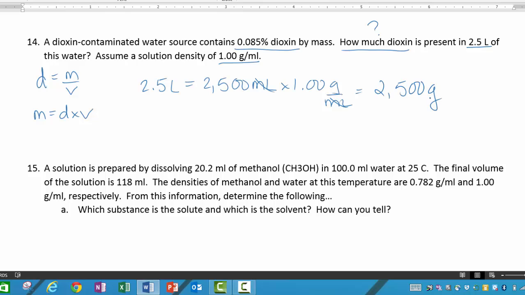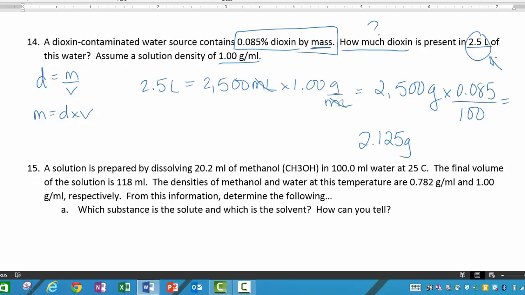And the reason why I need to find a mass is because I'm given a percent by mass. So that means that of this 2,500 gram sample, 0.085% of it is dioxin. So that's 0.085 divided by 100. And when I multiply that out, I will get 2.125 grams. And then I want to look for sig figs. It looks like I have only 2 sig figs in this value, so my final answer is going to be in only 2 sig figs. So that's my final answer there.